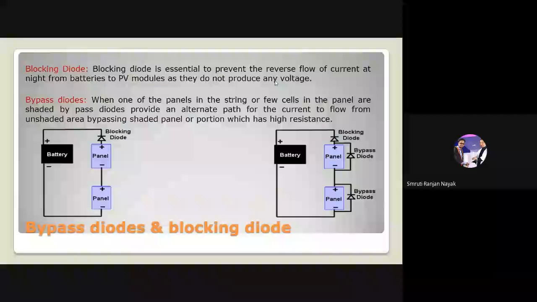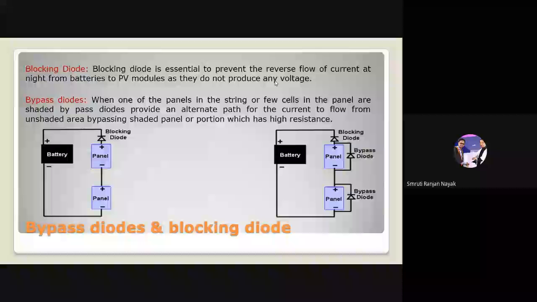Now let's discuss the blocking diode and bypass diode. As you know, blocking in the sense the reverse current will not go backwards. So a blocking diode is essential to prevent the reverse flow of current at night from the batteries to the PV modules, as they do not produce any voltage.